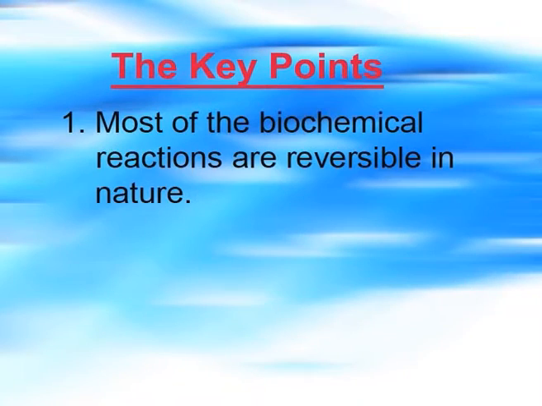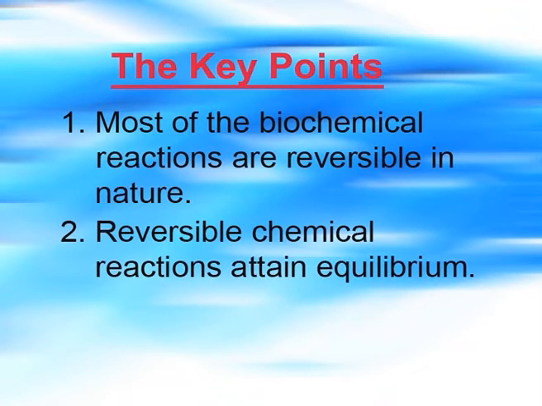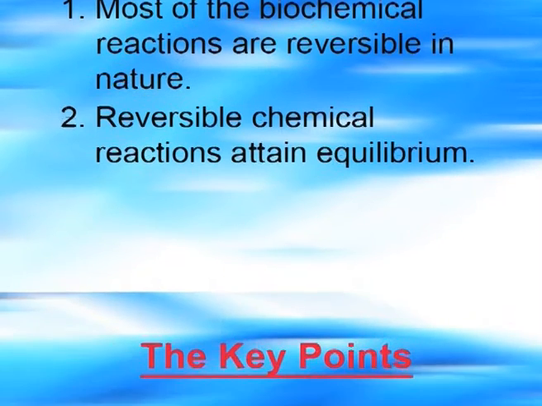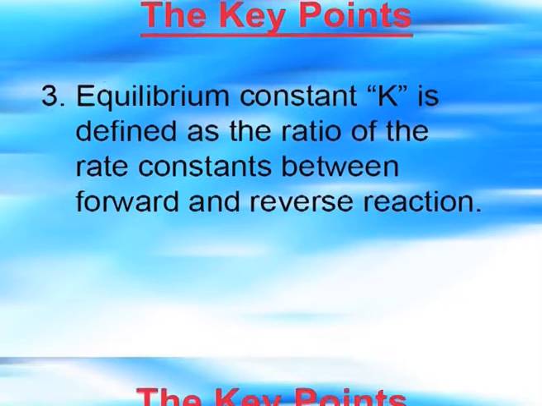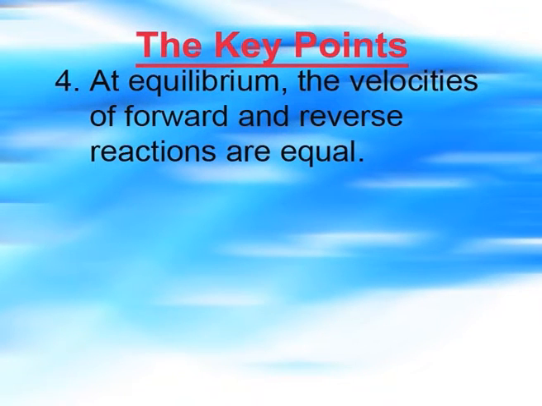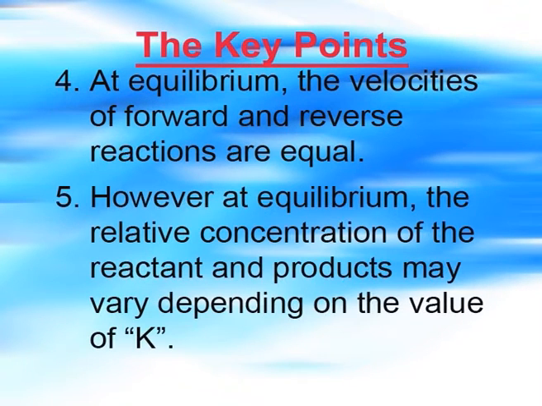We come to the concluding section of this talk, and the take-home messages are: most of the biochemical reactions are reversible in nature. Reversible chemical reactions attain equilibrium. Equilibrium constant K is defined as the ratio of the rate constants between forward and reverse reaction. At equilibrium, the velocity of the forward and the reverse reaction are equal. However, at equilibrium, the relative concentration of the reactants and products may vary depending on the value of K.